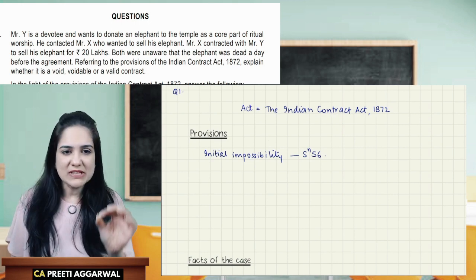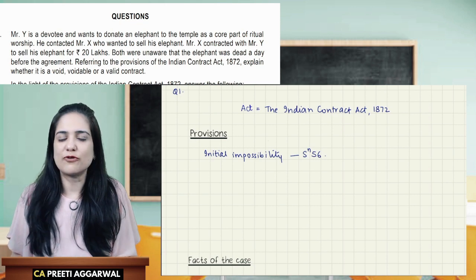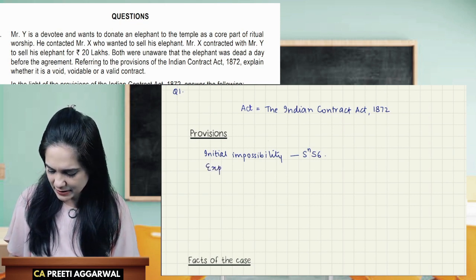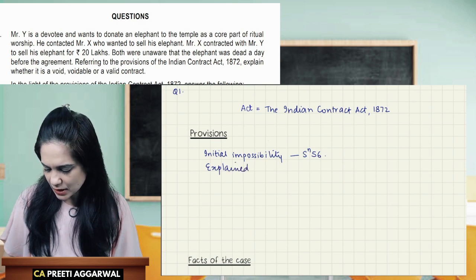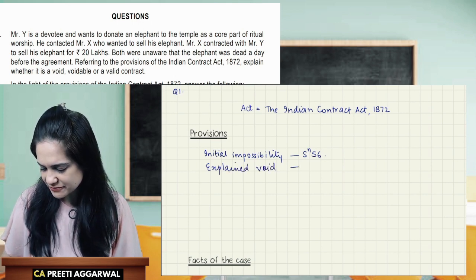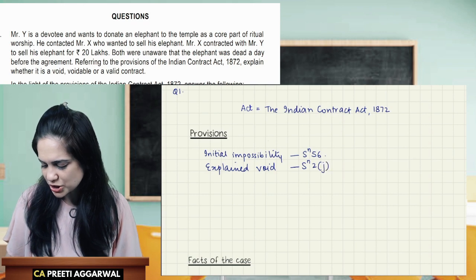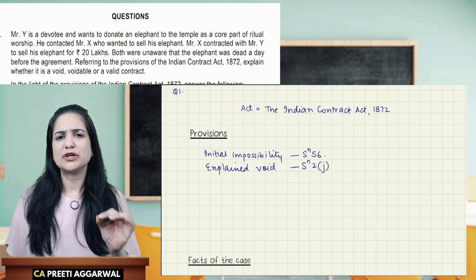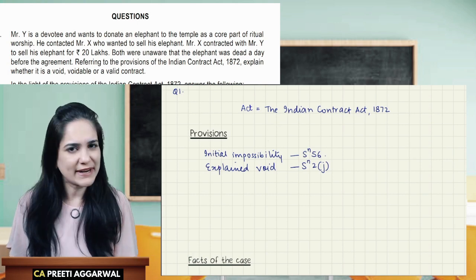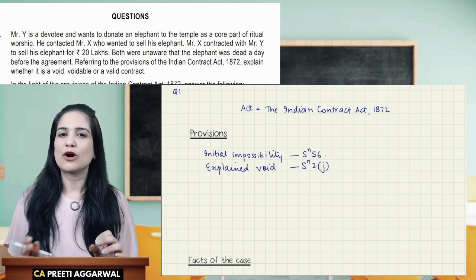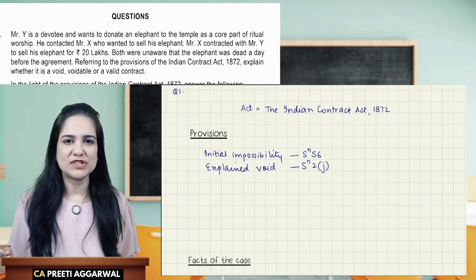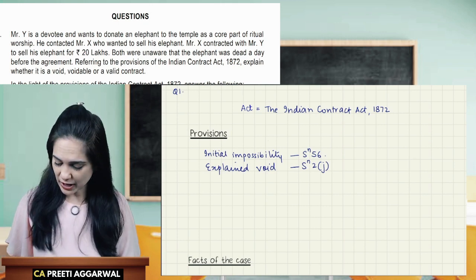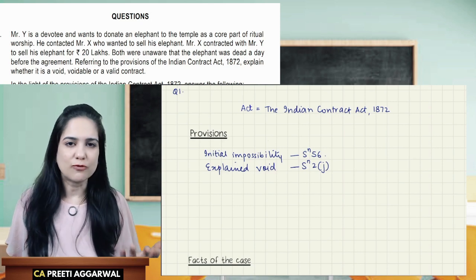Now, because of this initial impossibility, the contract is void right from the beginning. So what ICAI has done is that they have explained a void contract. Now, void contract is defined under section 2, clause J of the Indian Contract Act 1872. So you will write, as per section 2, clause J of the Indian Contract Act 1872, a contract which ceases to be enforceable by law becomes void when it ceases to be enforceable. Okay, so you can explain what is a void contract.